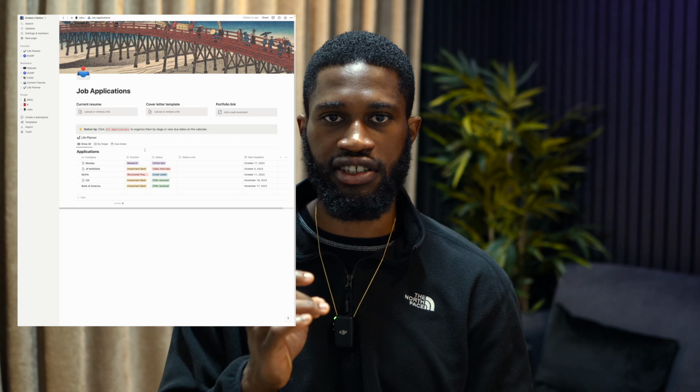Also, the next column can say status continued, so you can put more detail. If, for example, Moody's has 3 online tests, you can say numerical done, need to do verbal.